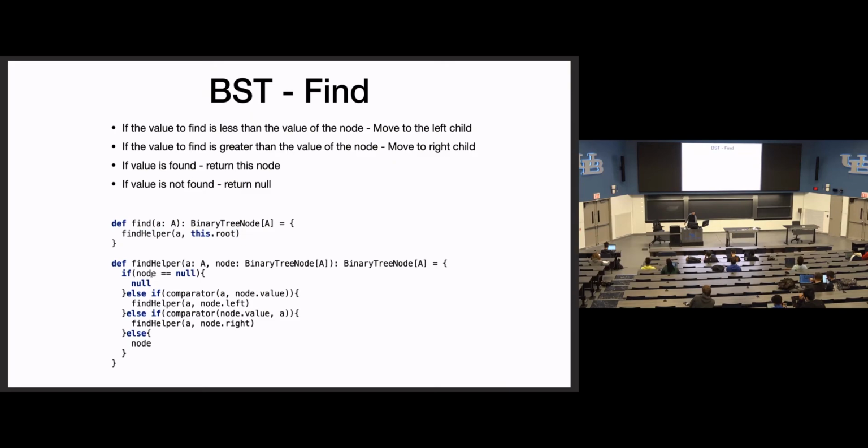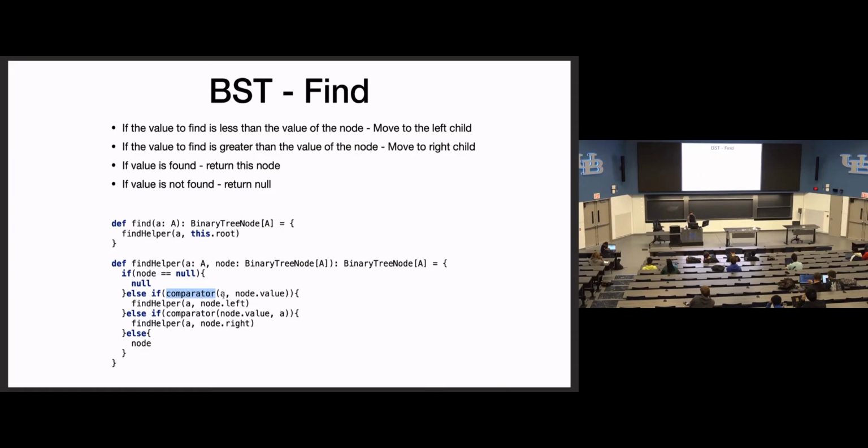So if the node I'm considering is null, that's one of my base cases. I'm going to say, if it's null, I haven't found this value, it's not in this tree, so I'm going to just return null and say, better luck elsewhere, your value is not in this tree.